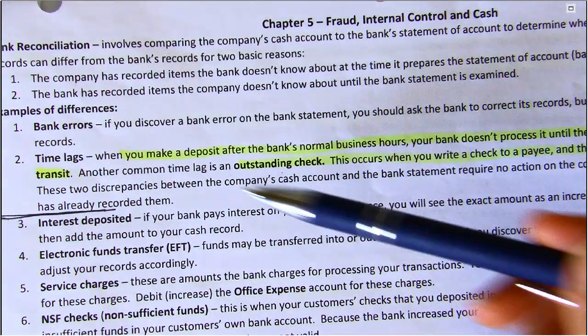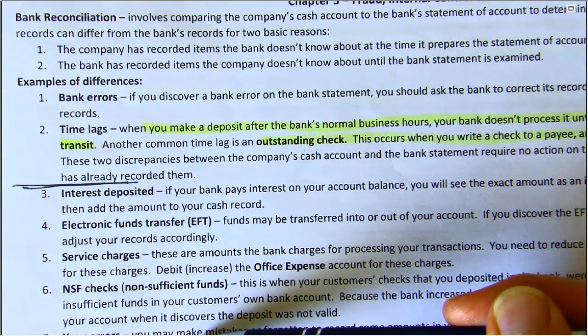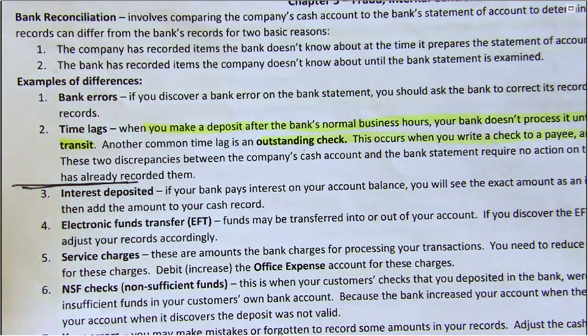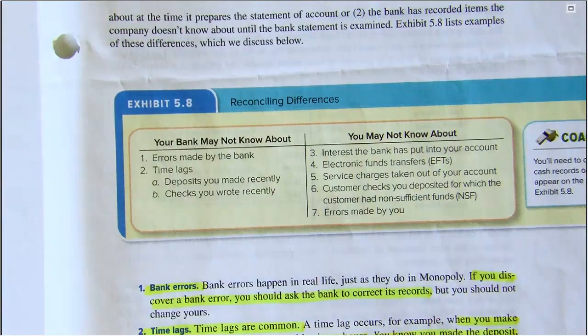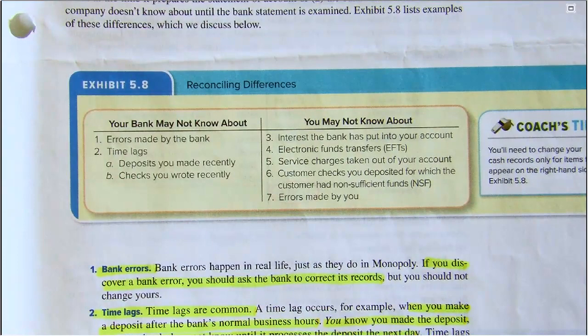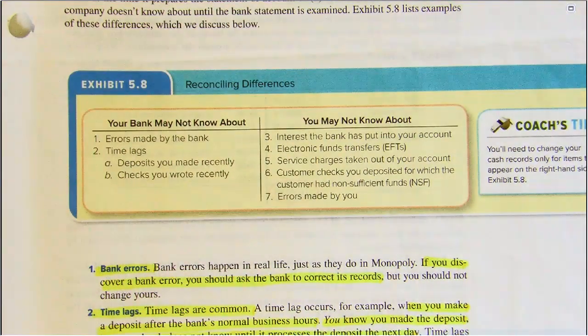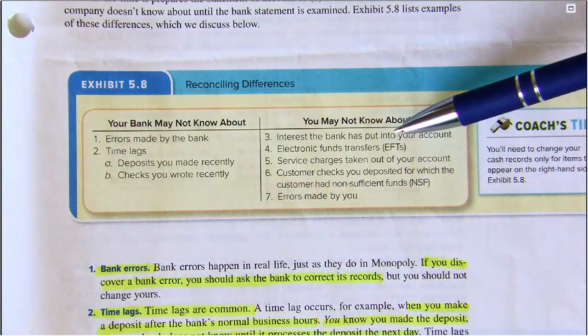On page 5 in our notes, here's an example of all the differences, things that would cause a difference between your T account balance, your cash account balance, versus the bank account balance. But if you don't mind, I'd like to use the page from the book only because it's a little bit more information. In Exhibit 5-8, they show us what things the bank may not know about and things that we may not know about.